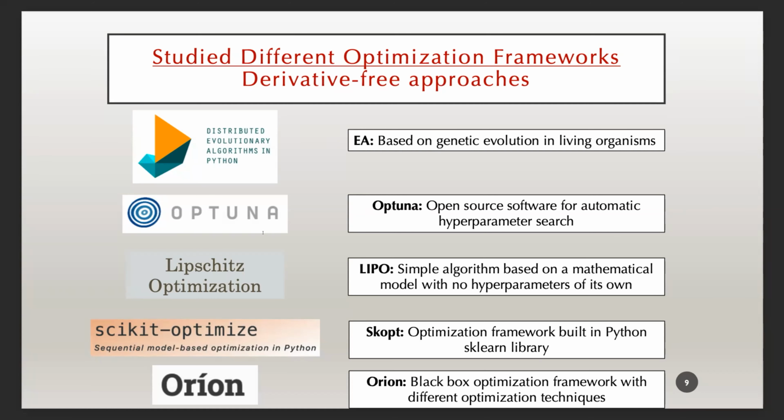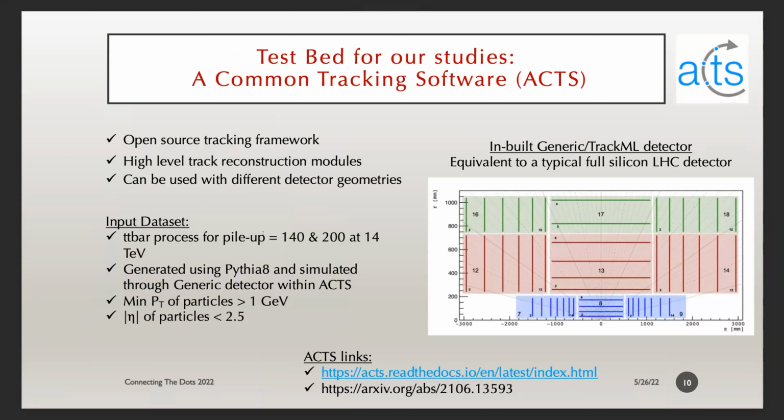optimization techniques. So the test bed for our studies is the Common Tracking Software Framework, ACTS. So as we have already been hearing a lot about it, it is an open source tracking framework which consists of high-level track reconstruction modules, and it can be used with different detector geometries. It also has one inbuilt detector geometry. We call it the generic or the TrackML detector, which is equivalent to a full silicon LHC kind of detector. This shows a schematic of that detector. So we have used this detector to perform our study.